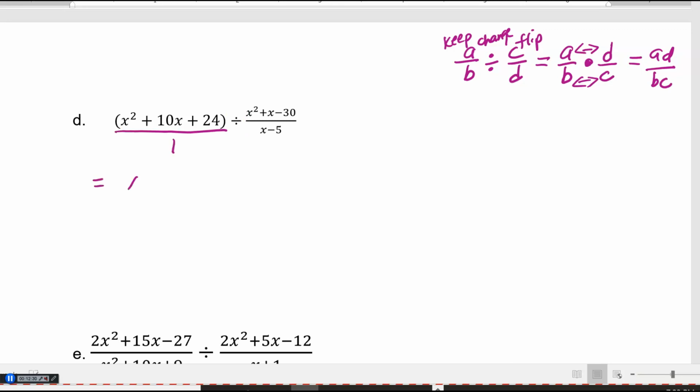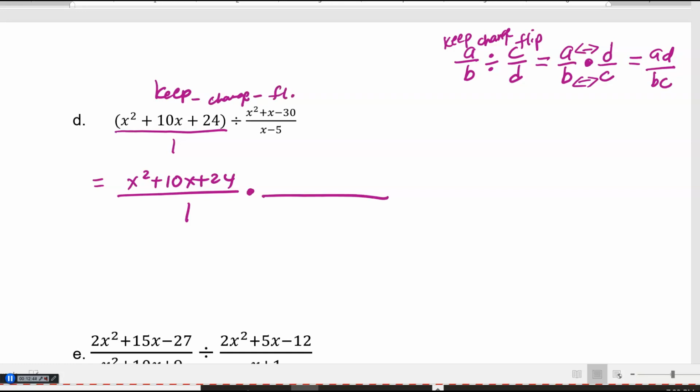So let's rewrite everything back over. We're going to keep this the same. We're going to change. So times, and we're going to flip. So here we have x minus 5 over x squared plus x minus 30. Now, we have a trinomial, and factors of 24 that add to 10 would be 6 and 4. So that was pretty simple.